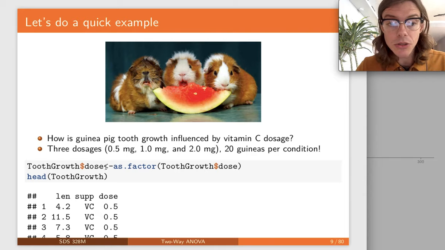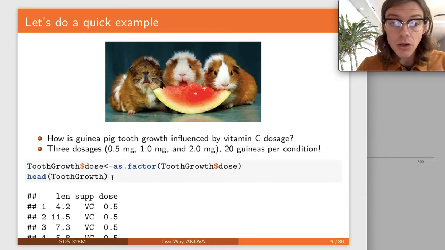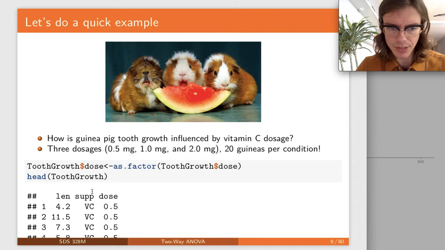So I'm going to go ahead and make dose a factor, right? That's all this is doing. So you can just run these 2 lines of code in R and it'll automatically spit this out, right? And it's just showing you the first few observations. So guinea pig 1 had a tooth growth of, that's the response variable, right, of 4.2, and got the dosage that was 0.5 milligrams of vitamin C. And don't worry about this other variable for now.